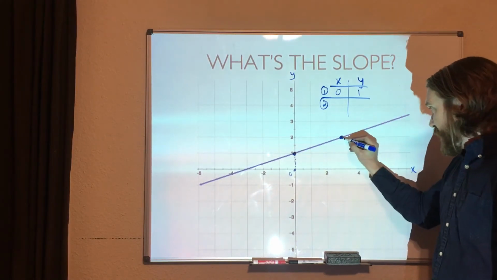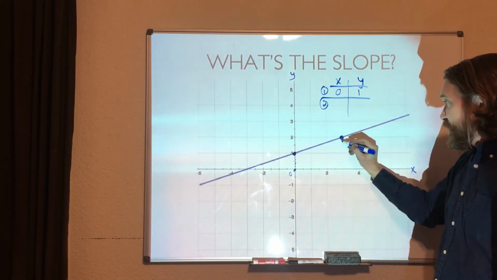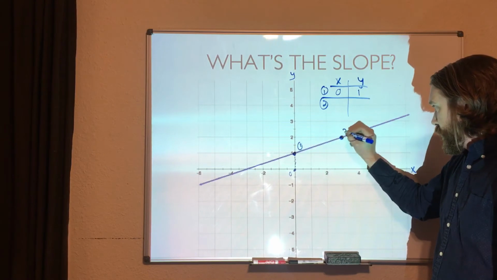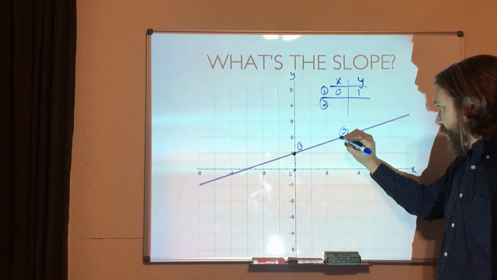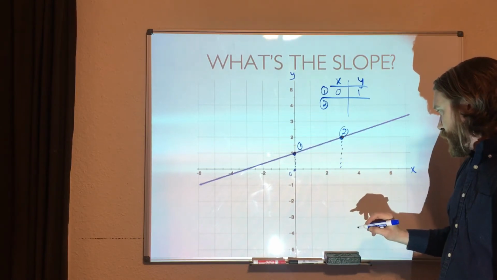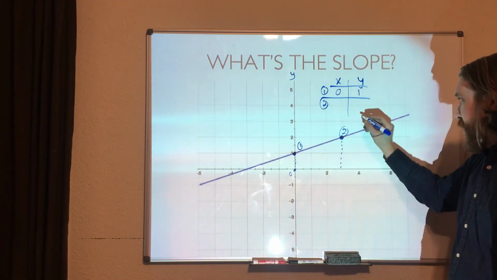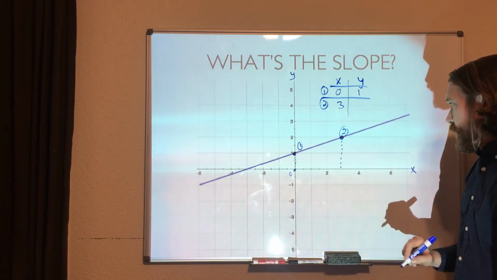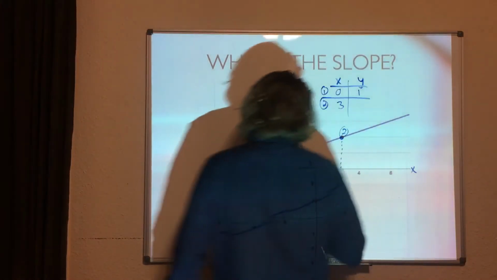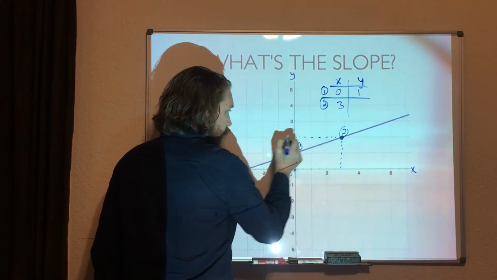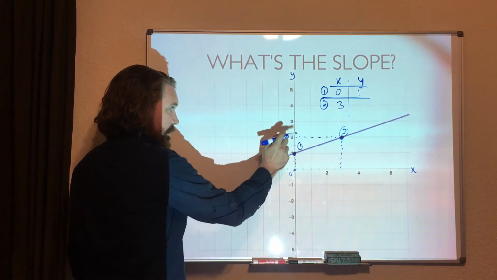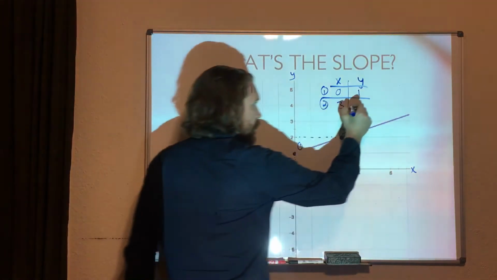My second point I have right here. To find my x2, I go down to x. And I notice right here, this is 2, this is 4, so I'm on 3. Okay? And then to find my y value, I go over to the y axis. And my y value is right there, it's 2.